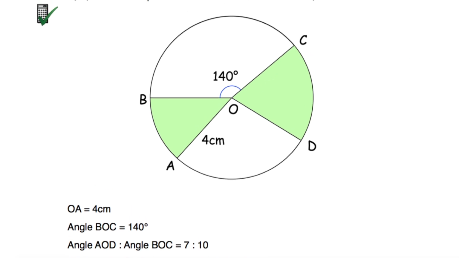So what I'm going to do in this question is work out the size of this angle to begin with, this angle here, because we know the ratio. We know the ratio of this angle to this angle is 7 to 10. So this angle's bigger, it's a 10 part in the ratio, and this is the 7 part in the ratio.